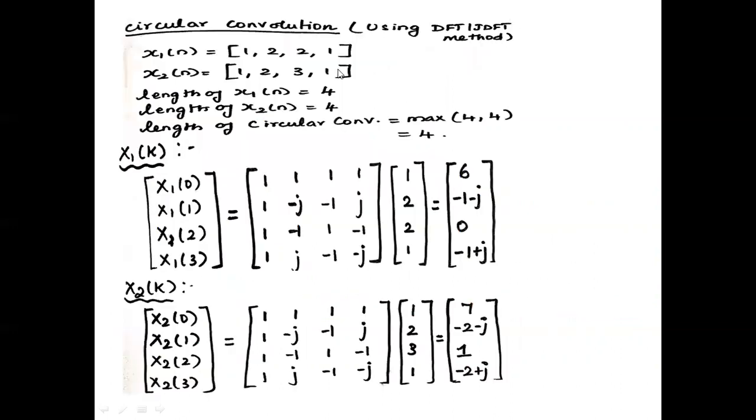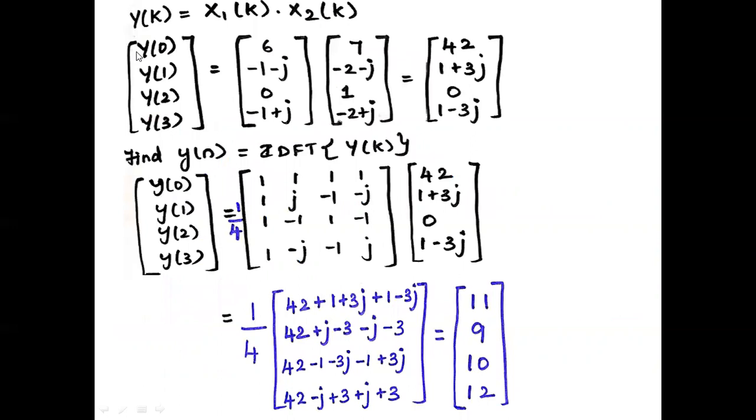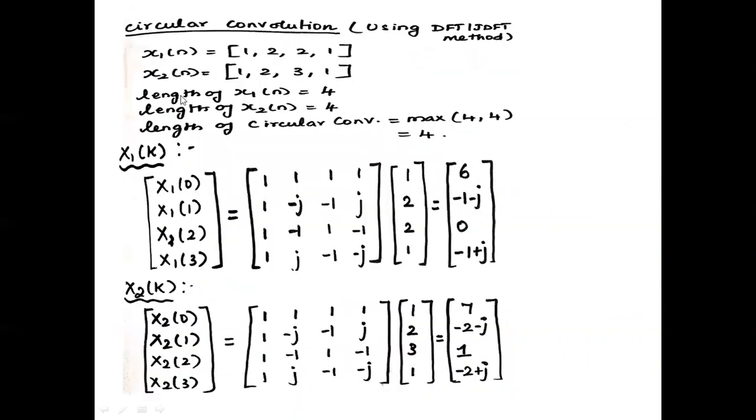Then we will see how to do this calculation using DFT and IDFT. Consider two data sequences, x1 of n and x2 of n. We have to calculate the length of x1 and x2. Here the length is 4. Then we have to find the length of y of n, the maximum of 4, 4.